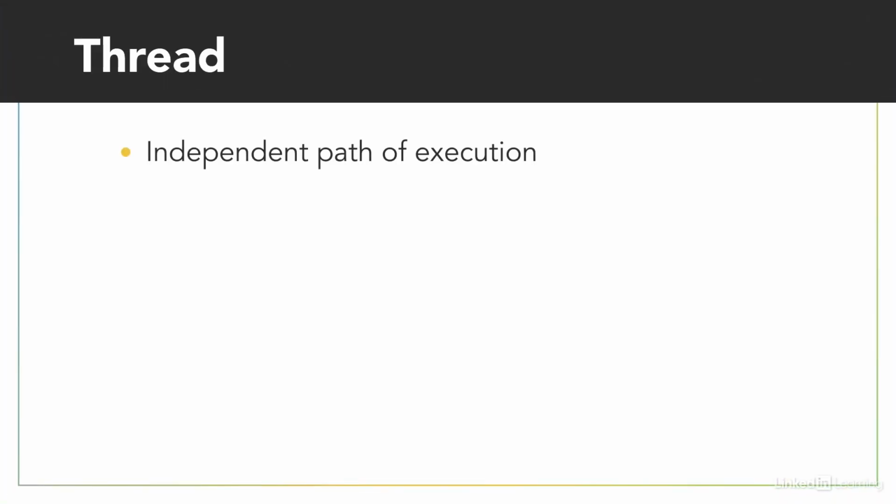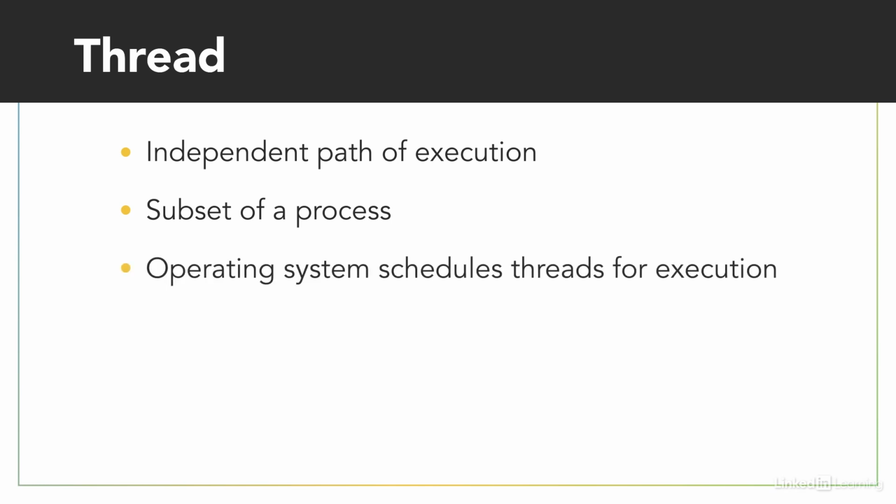Now, within every process, there are one or more smaller sub-elements called threads. These are kind of like tiny processes. Each of those threads is an independent path of execution through the program, a different sequence of instructions, and they can only exist as part of a process. Threads are the basic units that the operating system manages, and it allocates time on the processor to actually execute them.